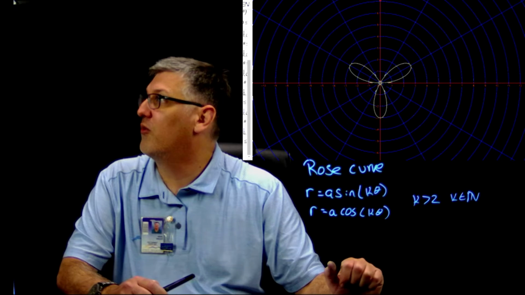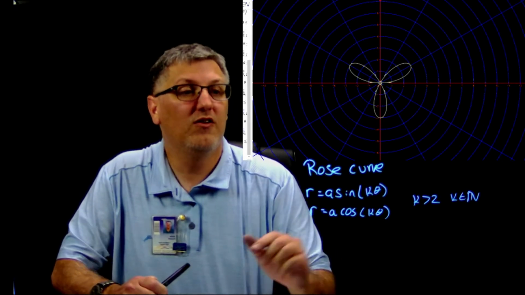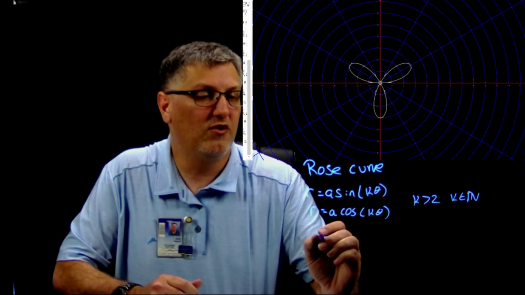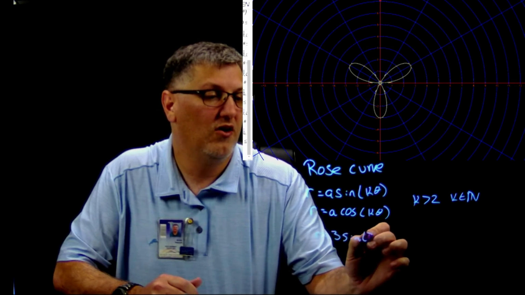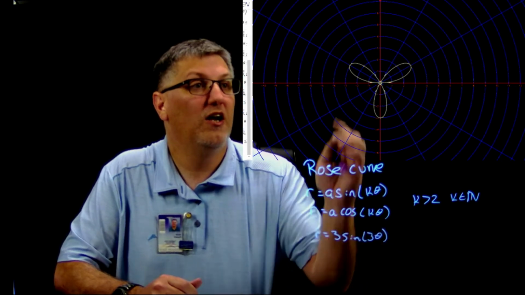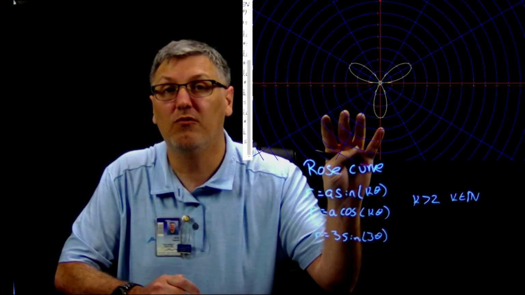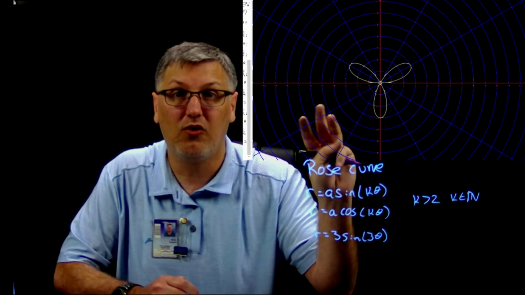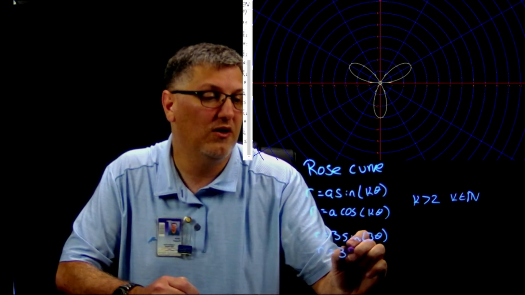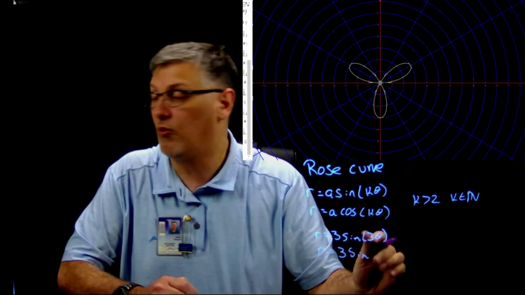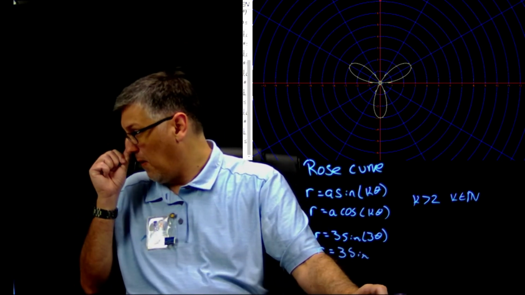So here's the first one I have. If you notice, the equation of this one is going to be r equals 3 sine of 3 theta. And if you count the number of petals on this curve, there are 3 petals. The next one I'm going to show you is going to be r equals 3 sine of 5 theta.